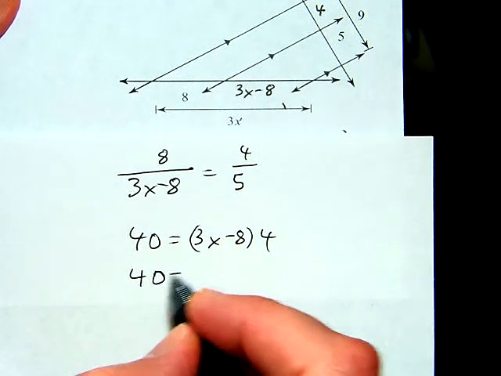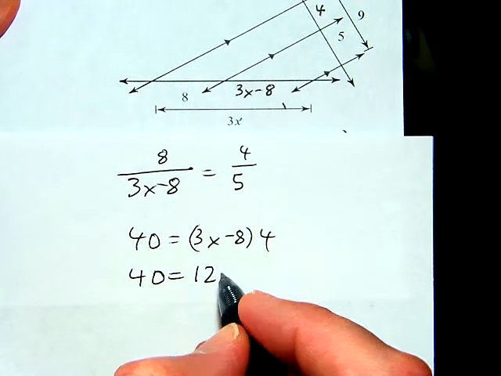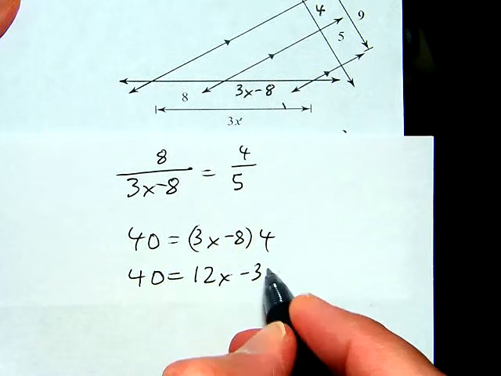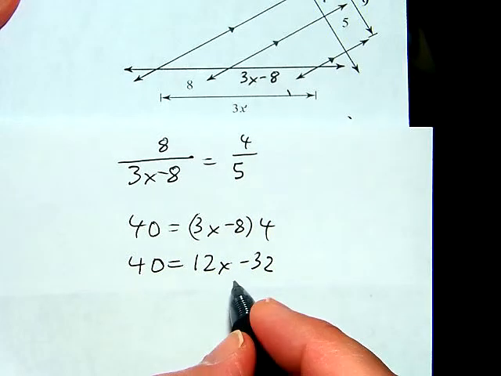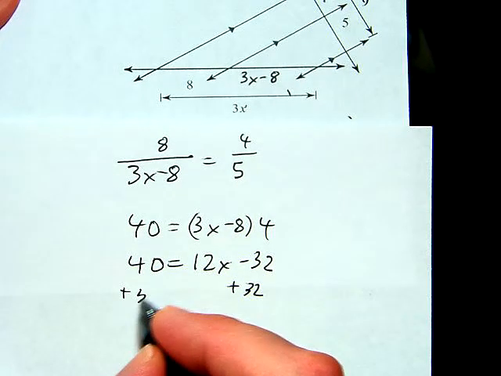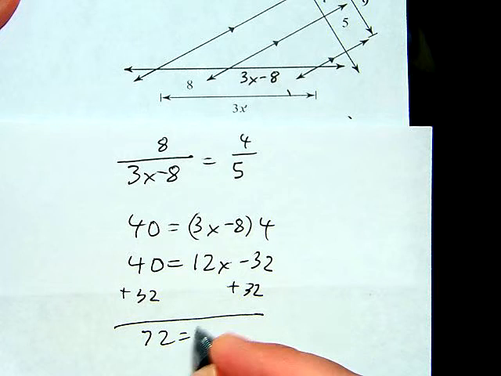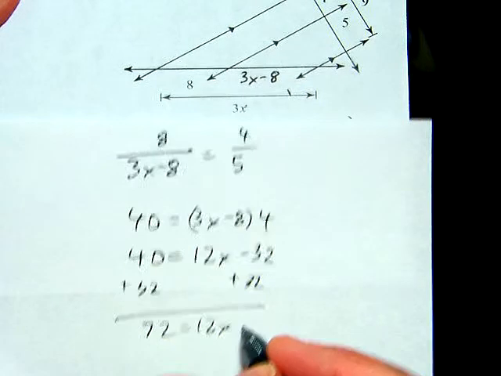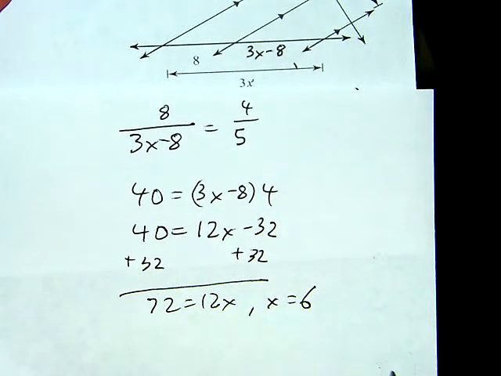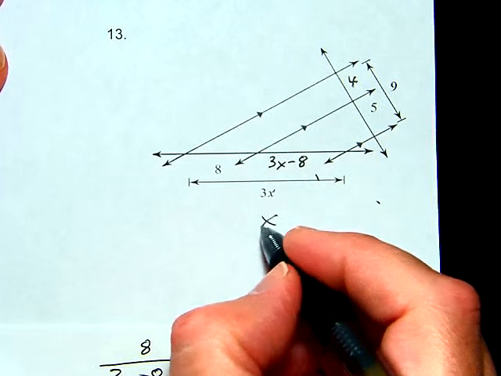40 equals 4 times 3x, which is 12x, minus 8 times 4, which is 32. So we can add 32 to both sides. And we get 72 equals 12x. And that means that x is equal to 6. So our answer here is x equals 6.